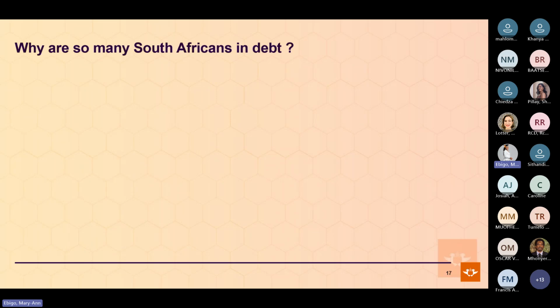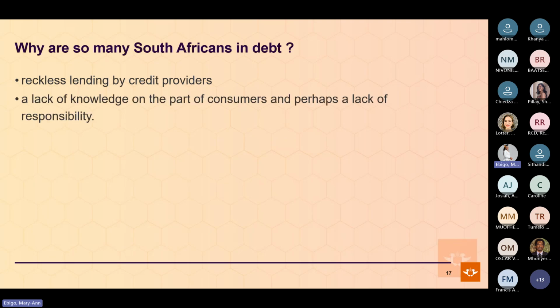Why are so many South Africans in debt? Reckless lending by credit providers. Remember, credit providers are not always going to educate you on the credit you're taking. They're just going to look at your creditworthiness and try to execute that sale. There is also a lack of knowledge on the part of consumers and perhaps a lack of responsibility. We have to understand that 40% of South Africans do acquire credit to purchase basic necessities such as food, electricity, and paying those basic costs. But we also need to acknowledge that there are people who acquire credit for upgrading a car that they didn't need to, or that they can't necessarily afford, or purchasing clothes that they don't necessarily need.